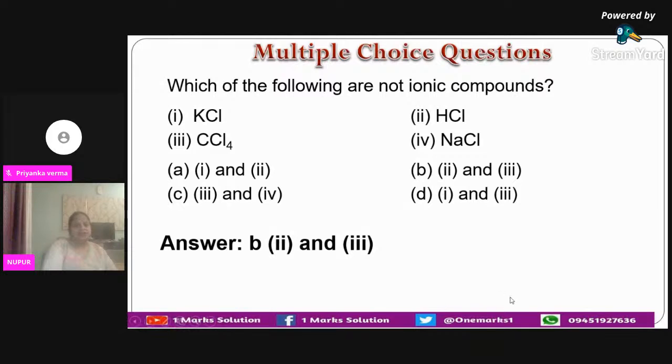There are certain choices given to you, and you are asked which of them is not an ionic compound. The answer over here is B, that is 2 and 3. HCl and carbon tetrachloride are covalent compounds. They are not ionic.